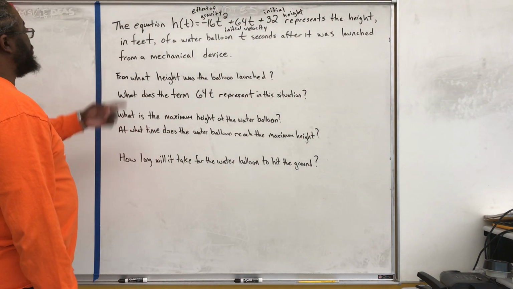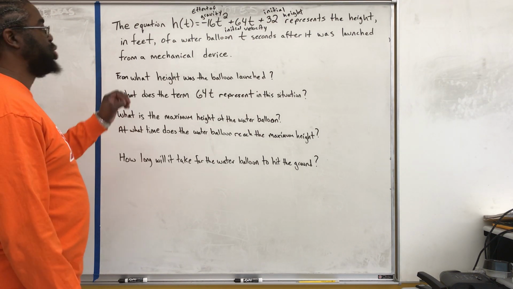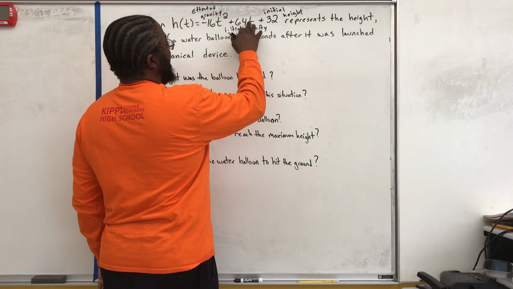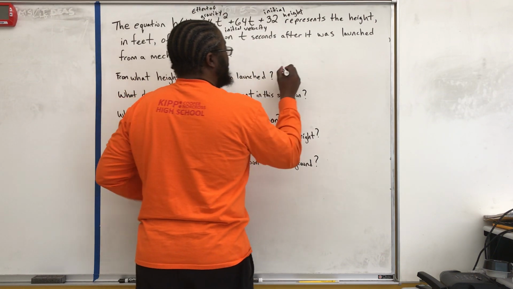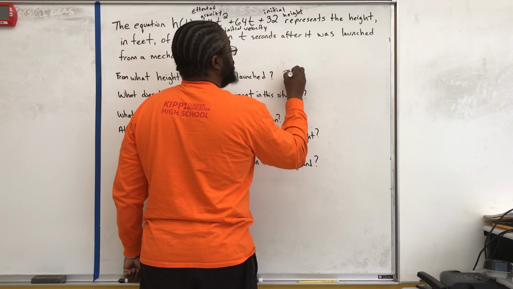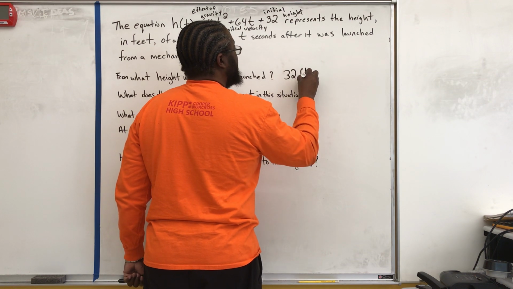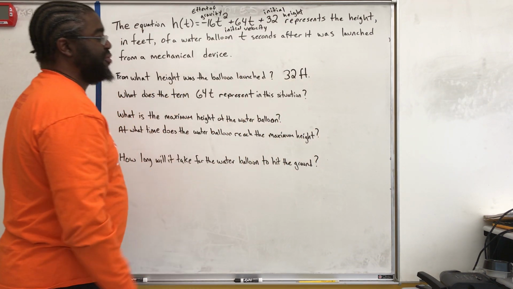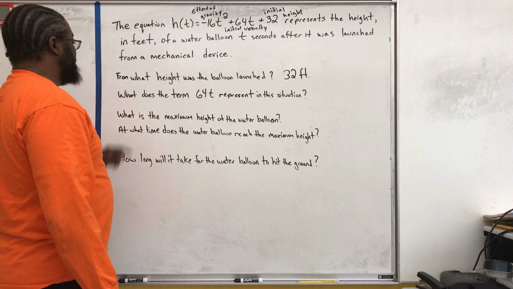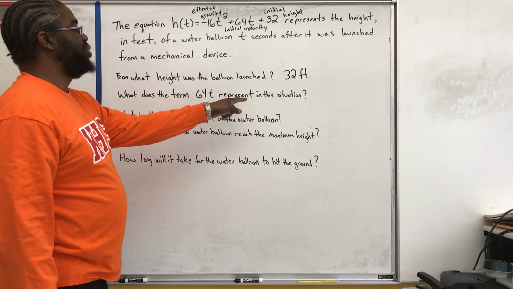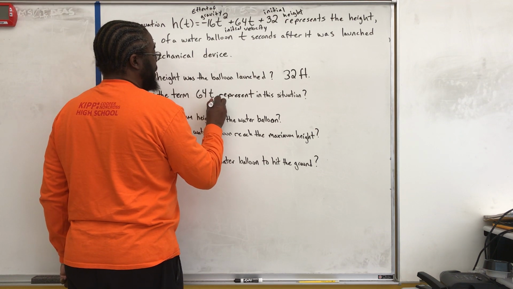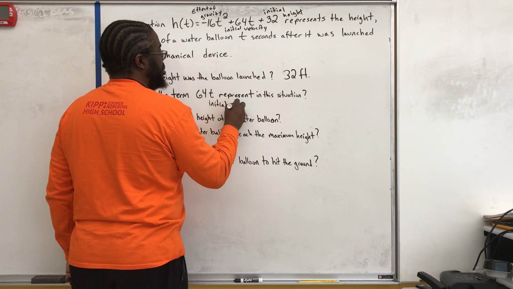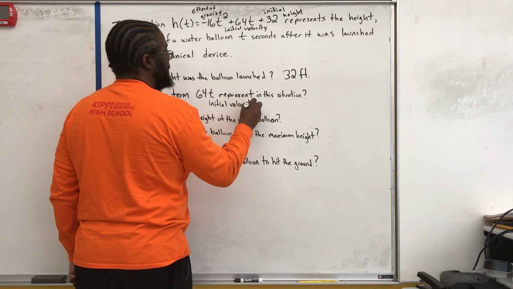The first question says, from what height was the balloon launched? Well, we just talked about that. When time is 0, this goes away. So this has to be my initial height. So I was launched at 32 feet. So the cannon was probably 32 feet in the air first. The next question says, what does the term 64t represent in this equation? Well, we talked about that too. That's my initial velocity.